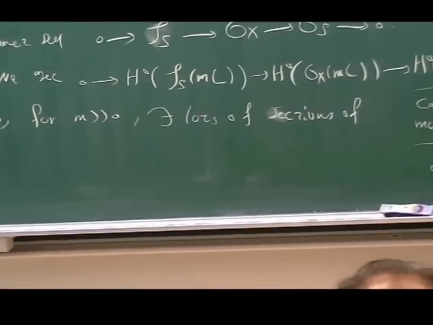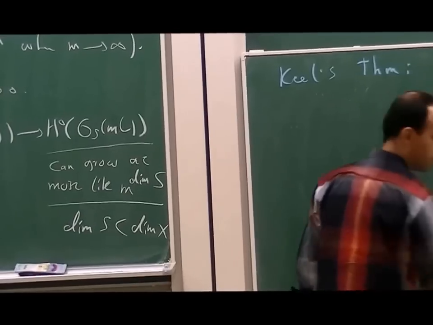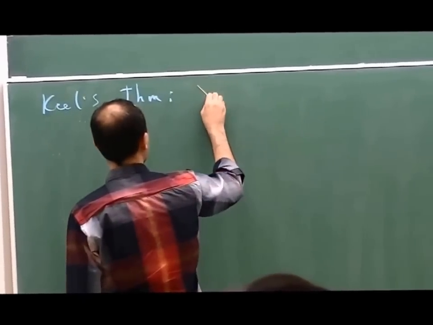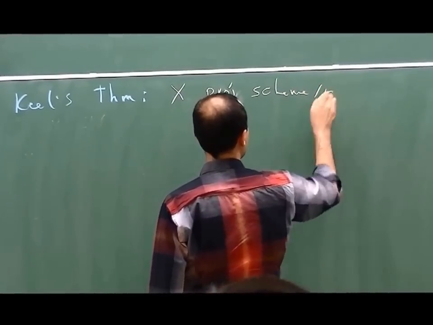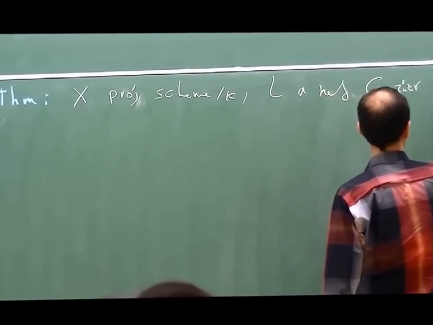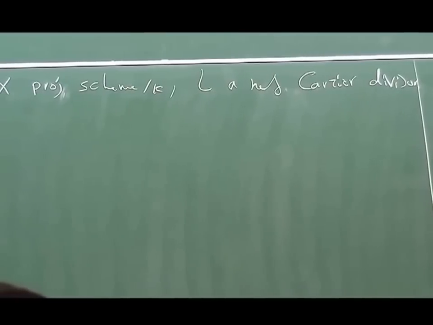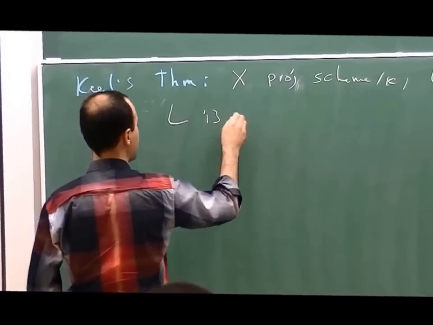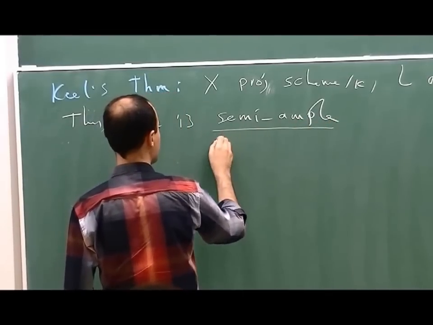Now we come to the statement of Keel's theorem. I gave you this in the previous lecture, but I'm going to repeat it again. Here we have a projective scheme. It's not even a variety. Over K, and we have L a nef Cartier divisor. So remember that nef is some positivity condition: intersection with any curve is non-negative. Then the theorem says that L is semi-ample. Remember, semi-ample means that some multiple is free.